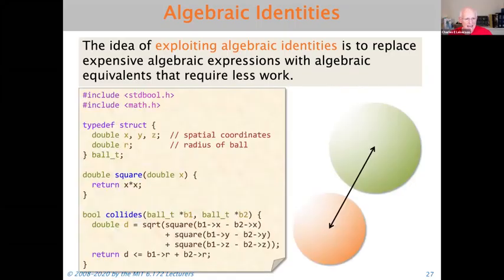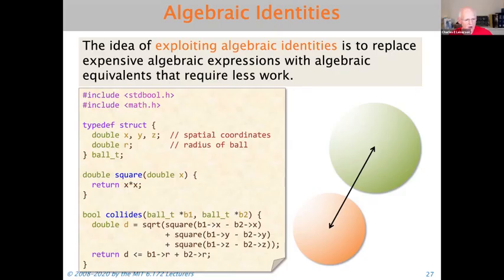So here's an example of code that's going to determine whether two balls intersect, okay, whether they collide. We're going to compute the distance between the centers of the balls and compare it with the sum of the radii. Okay, so if the distance between the two centers is less than the sum of the radii, hey, then they intersect, then they collide.